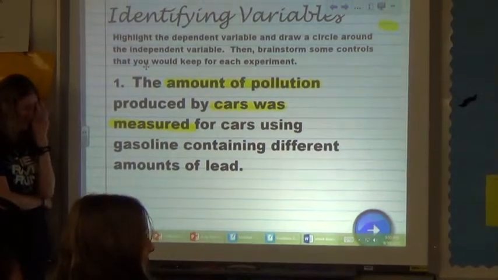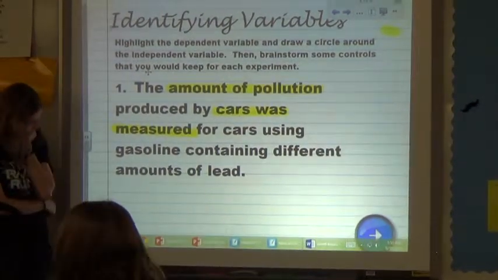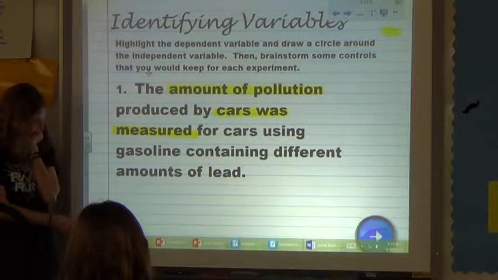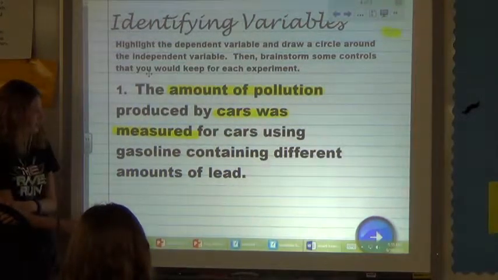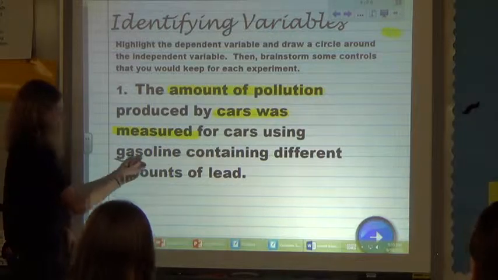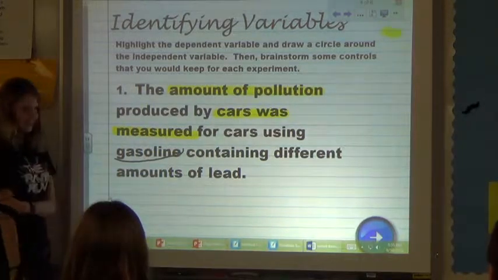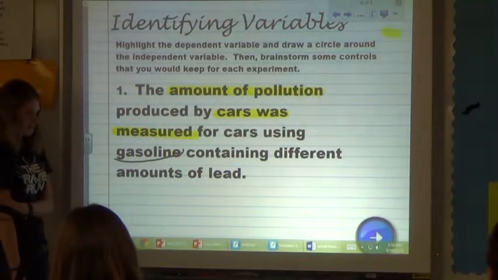You don't know what the independent variable is? What are they using different amounts of? All right, Dulce, go up and help her.